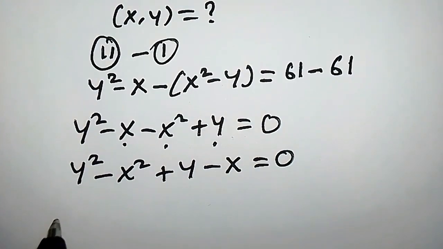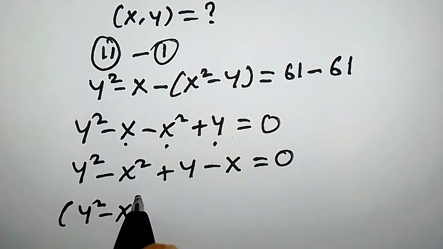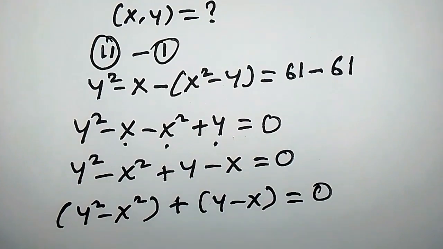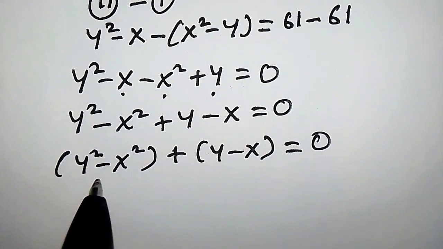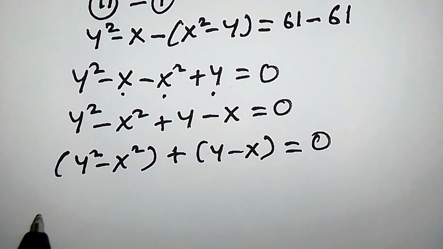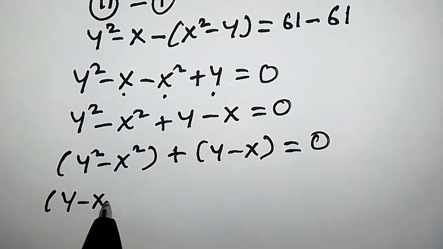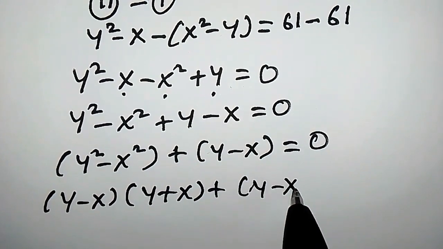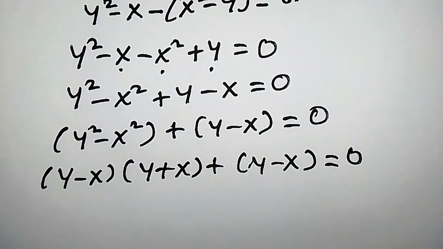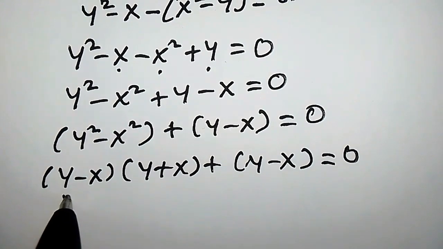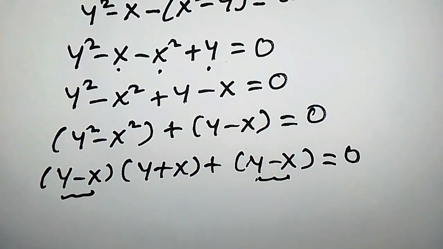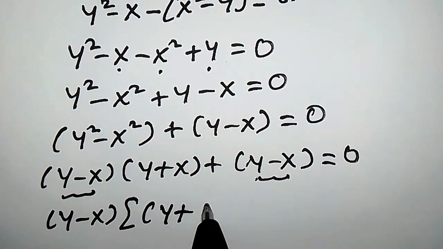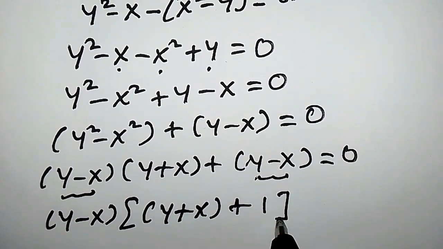By just rearranging this equation, we have this. Let's put these in brackets. So that will be y square minus x square in brackets plus y minus x also in brackets equal to 0. You will notice that y square minus x square is the difference of two squares, and we can rewrite it as y minus x times y plus x plus y minus x equal to 0. What do you notice here? You will notice that y minus x is common. Let us factor it out. So that will be y minus x into y plus x plus 1 equal to 0.